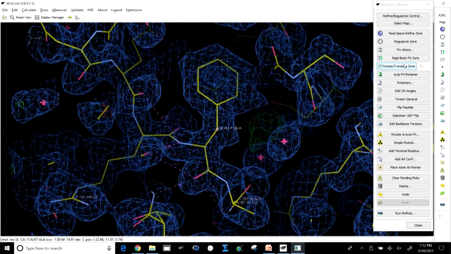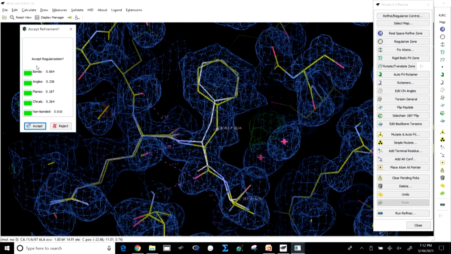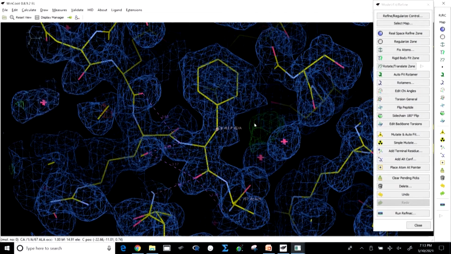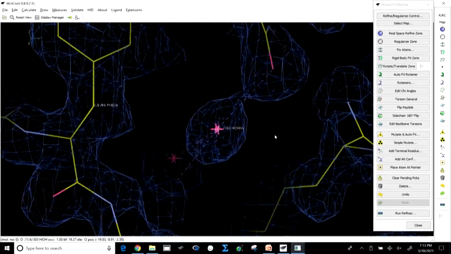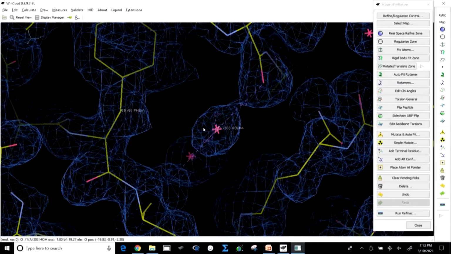So, if you do regularize zone, you get them, you see there is regularization in the bonds, regularization in the angles, regularization in the planes, regularization in the chirals and non-bonded interactions. All types of regularizations happened. You could accept it, you could reject it. Okay.